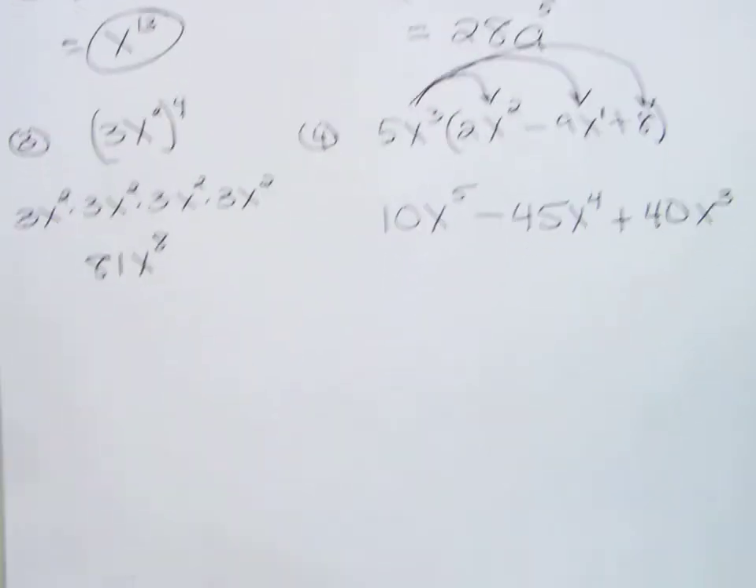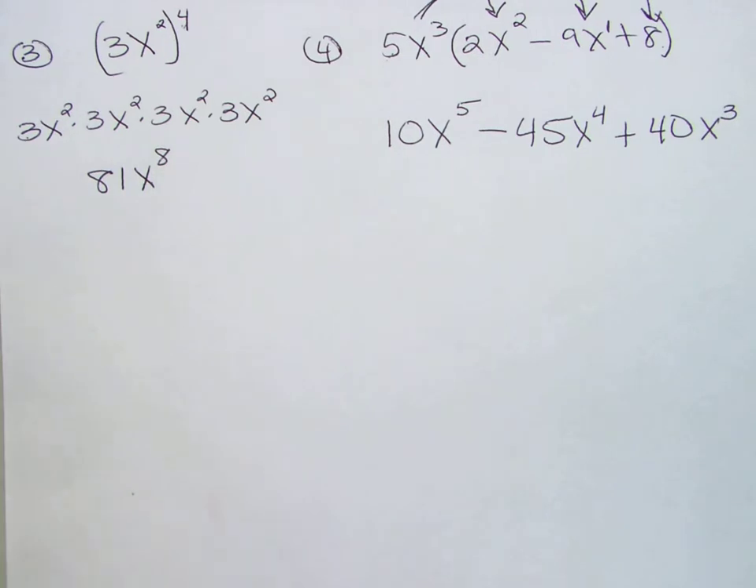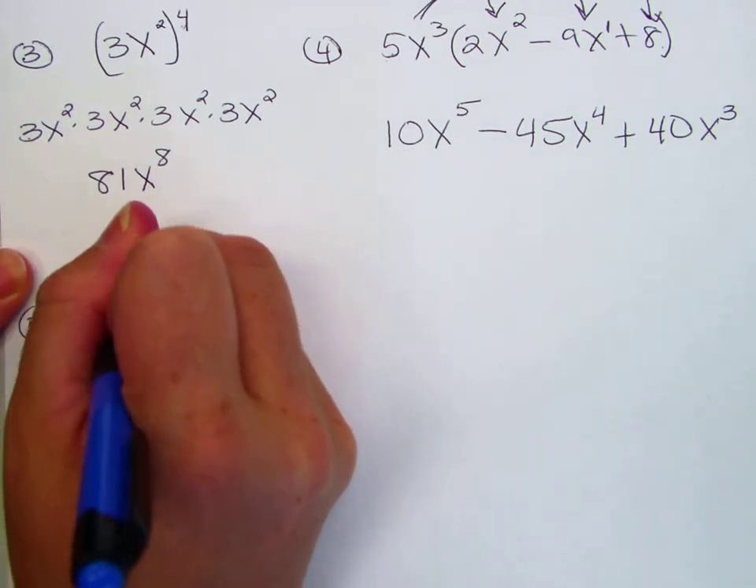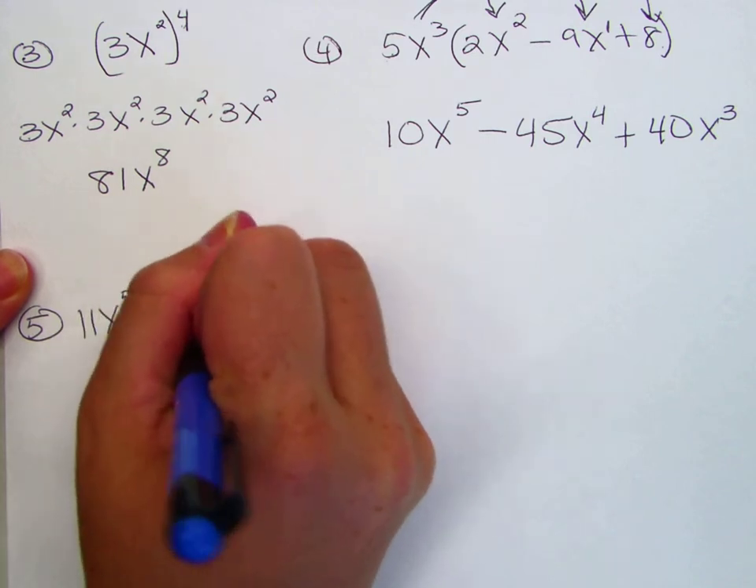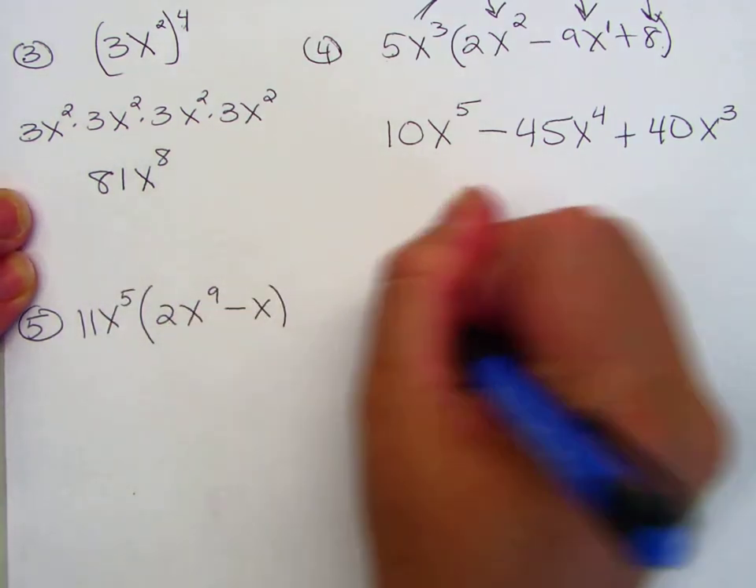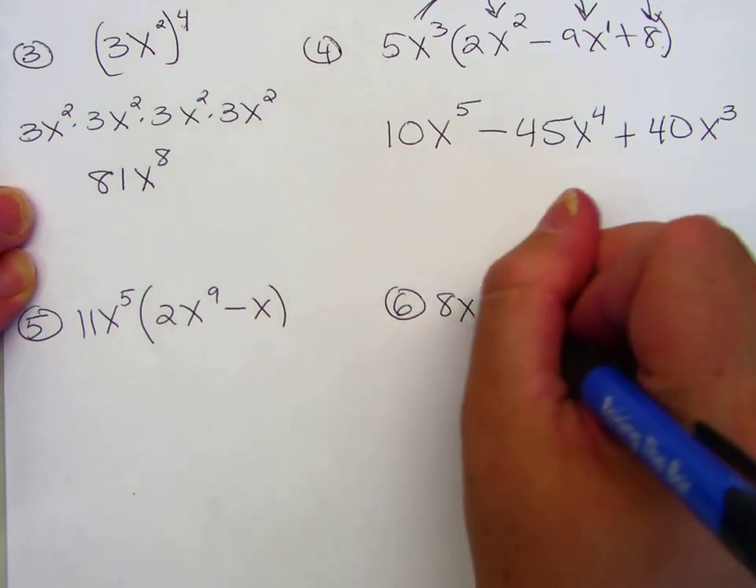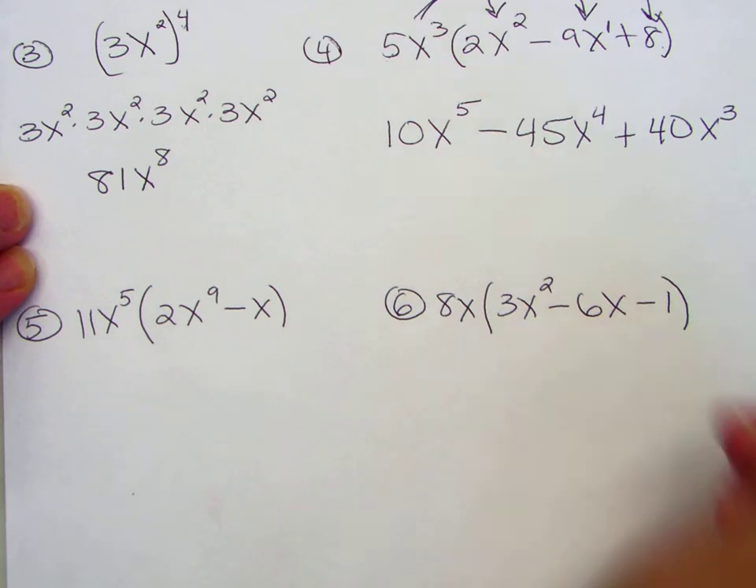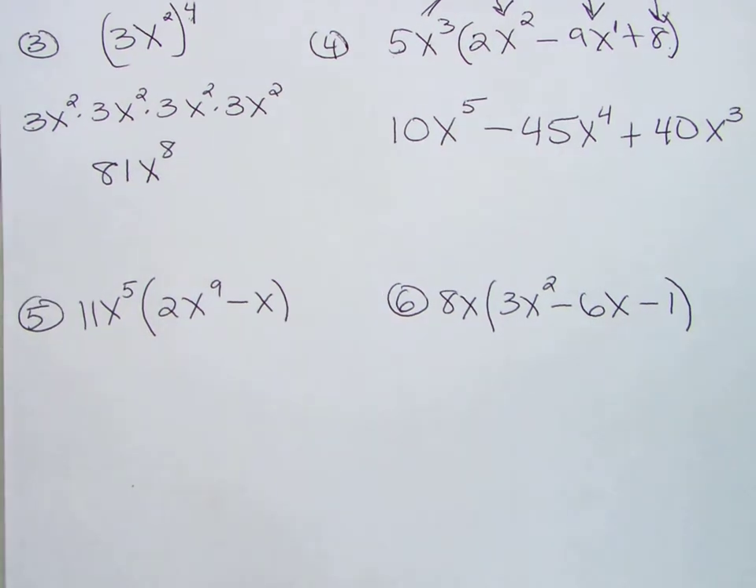All right. 2 more like number 4. Number 5, 11x to the 5th times 2x to the 9th minus x. And number 6, 8x times 3x squared minus 6x minus 1. Pause the video and try those two on your own.